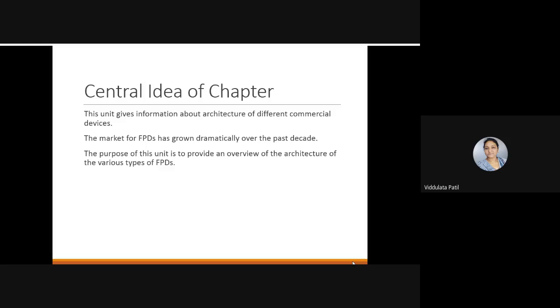Okay, but at the same time, there are many field programmable devices available in the market, but we have selected some of the devices and we are going to discuss the architecture of those devices in this unit. Okay. So write down central idea of chapter.